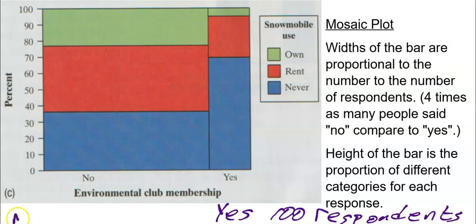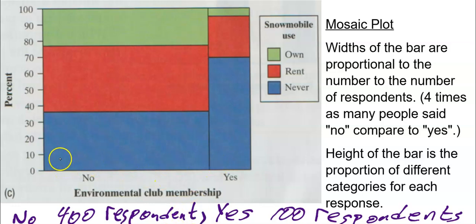And then that would mean that no was about 400 respondents, because no looks to be about 4 times bigger. Okay, so mosaic plots kind of give you an idea of the number, and then we still have relative frequency going up this way. So many more people said no than said yes. That's what a mosaic plot tells us.